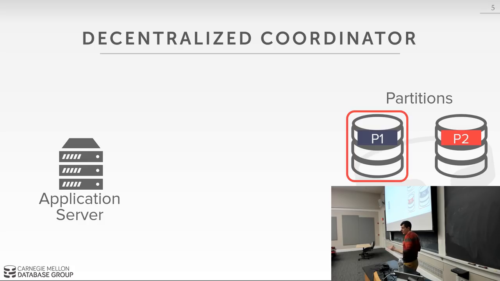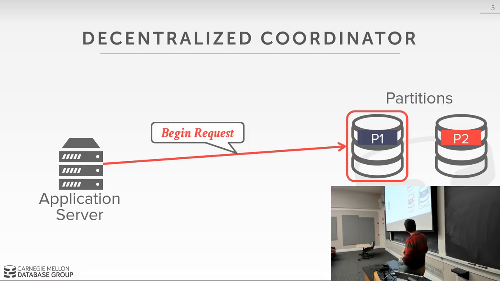But I think it's easier to think about in a decentralized one. We have an application server. It wants to access data at these three partitions. So it's going to pick one of these partitions to be the base partition or the coordinating partition, the home partition. This is the node that's going to be responsible for the execution lifetime of this transaction.